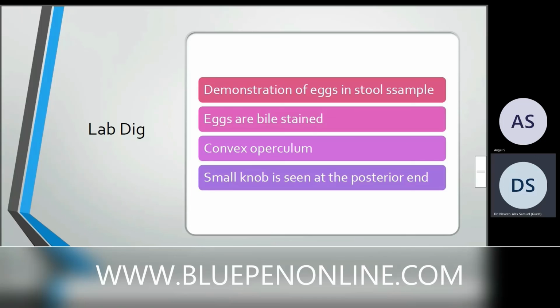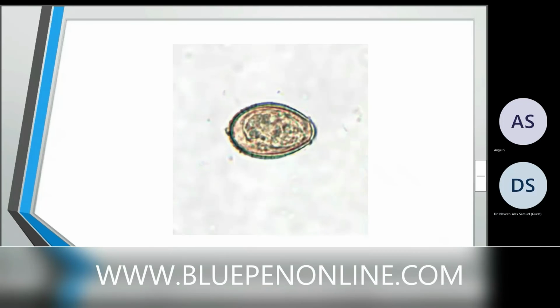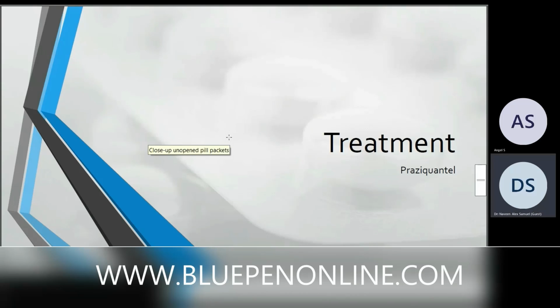A small knob. How do you differentiate Clonorchis sinensis from Fasciola hepatica or Fasciola buski? The small knob is seen at the posterior end of the egg. This is the egg of Clonorchis sinensis. You see, there's an operculum, a convex operculum, on the right side. On the left side, you can find a small knob at the base of the egg. Here the treatment is the same. Praziquantel is the drug of choice.